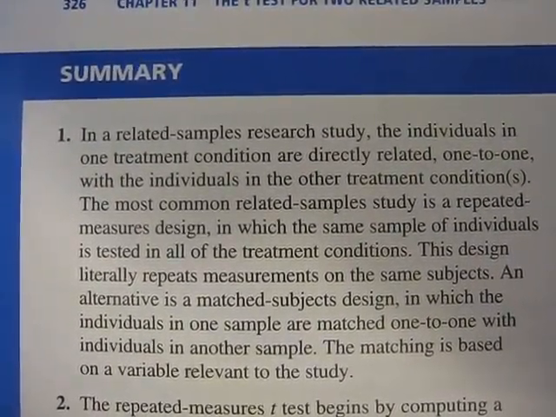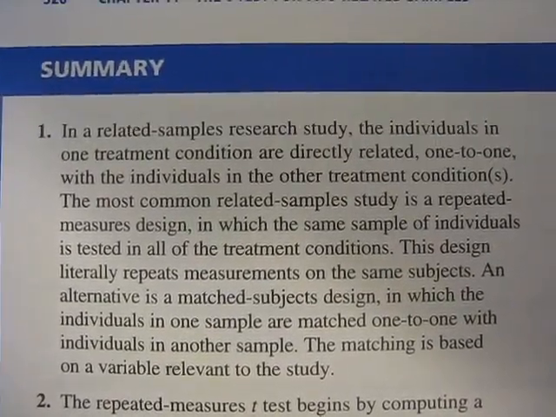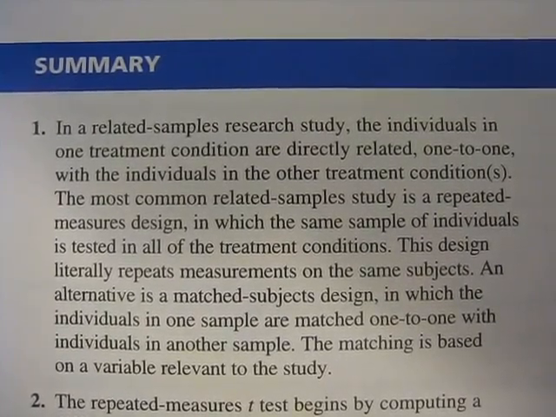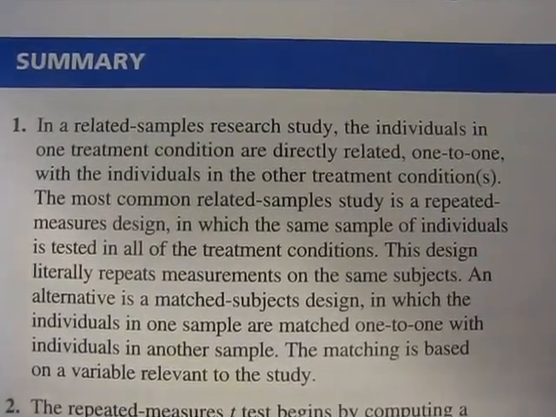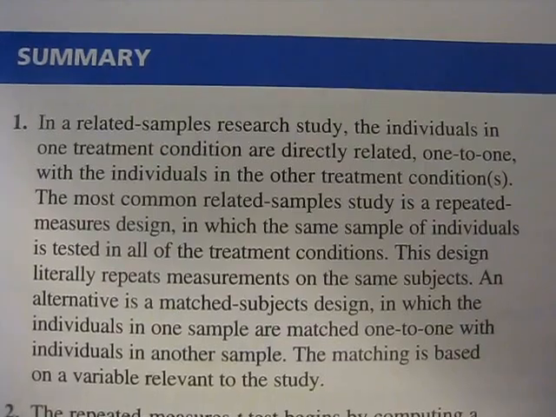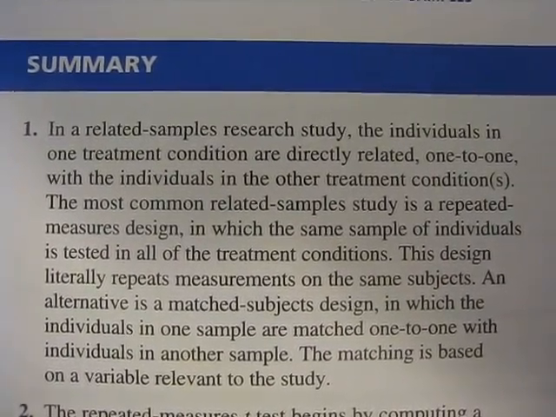Okay, 3 points to really bring out here in Chapter 11 on top of what you've learned in 9 and 10. The first here is point number 1 in the summary that talks about the matched subjects and repeated measures designs. Mathematically, these two are exactly the same, but design-wise, they're slightly different.